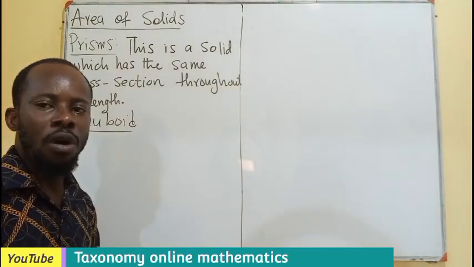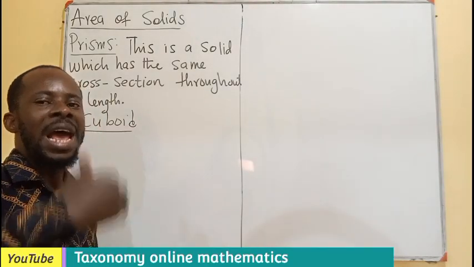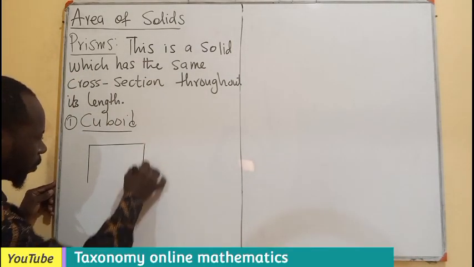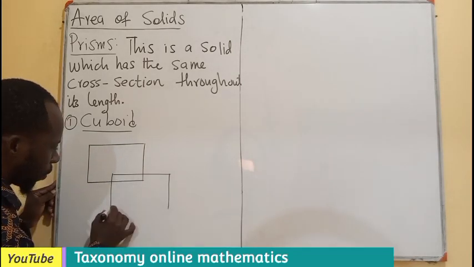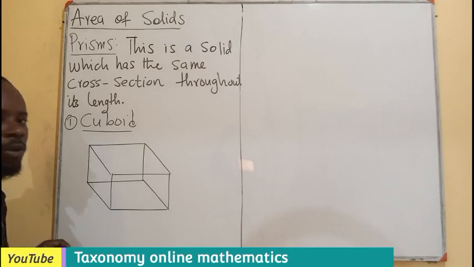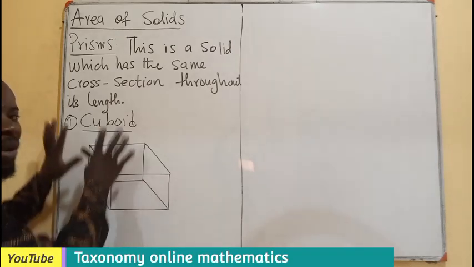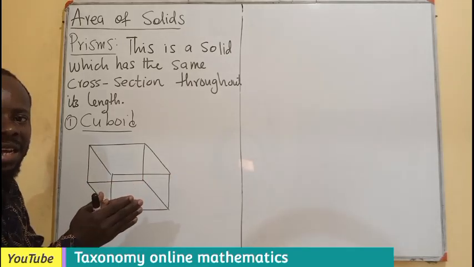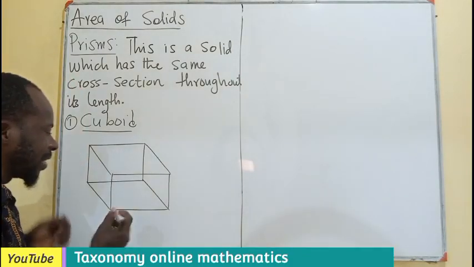A rectangular prism is called a cuboid, which means it has the end, the face, as a rectangle. So let me have that drawn. So we are seeing this as a cuboid or a rectangular prism. This is a rectangle, the back is a rectangle, and their vertices are joined together to form a rectangle.